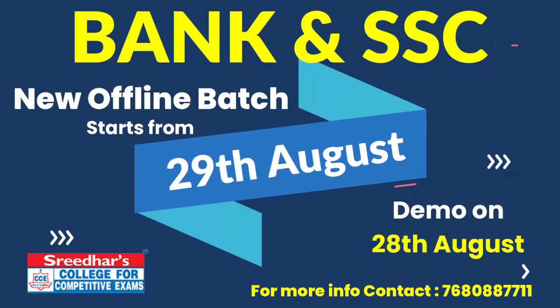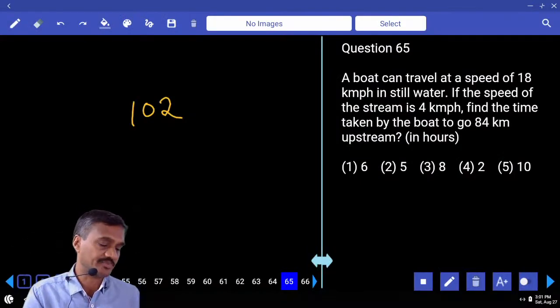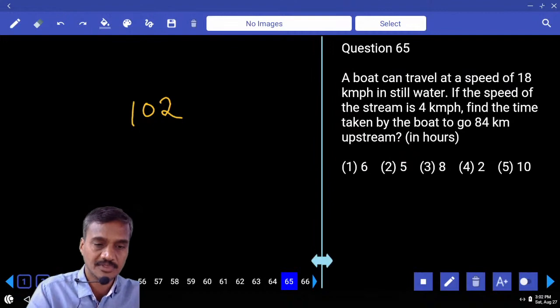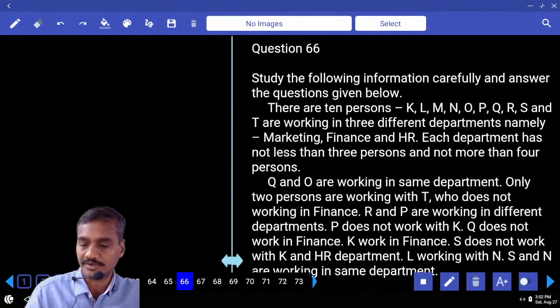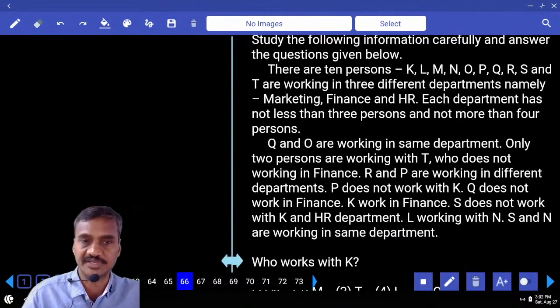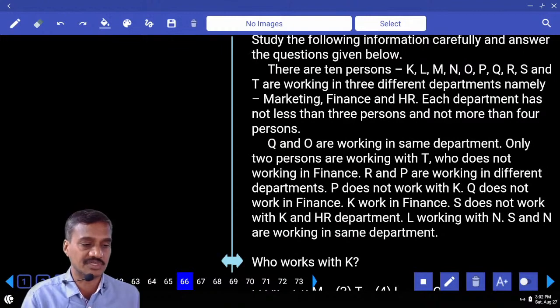Now paper number 102. Now in this 102 IBPS Clerk Prelim, coming to question number 66 onwards. Now 66 onwards come under which category? Reasoning. Now the first 5, 66 to 70.